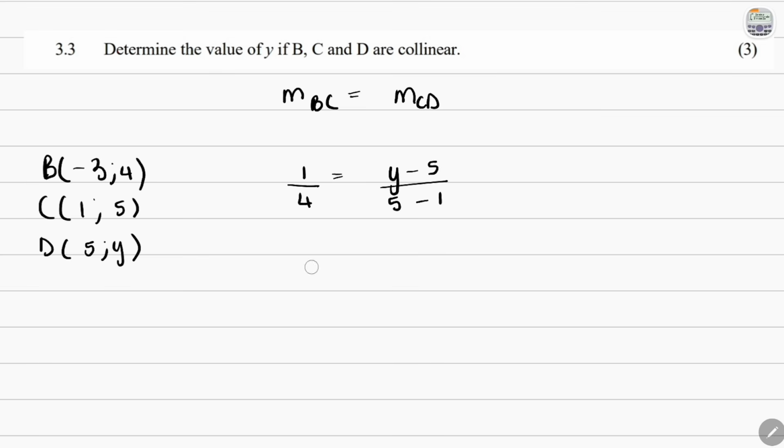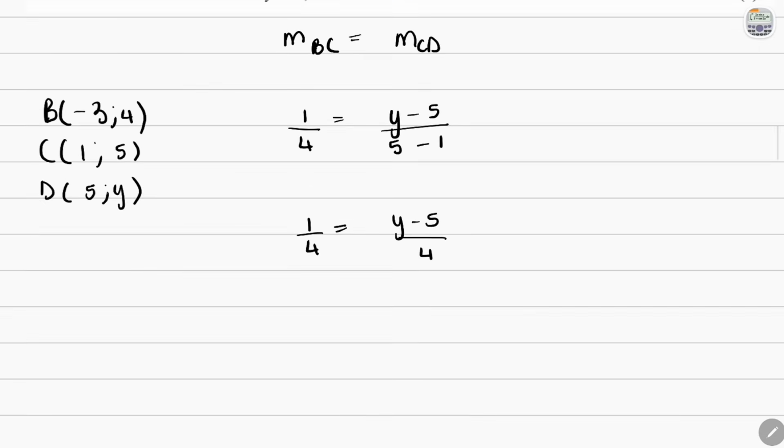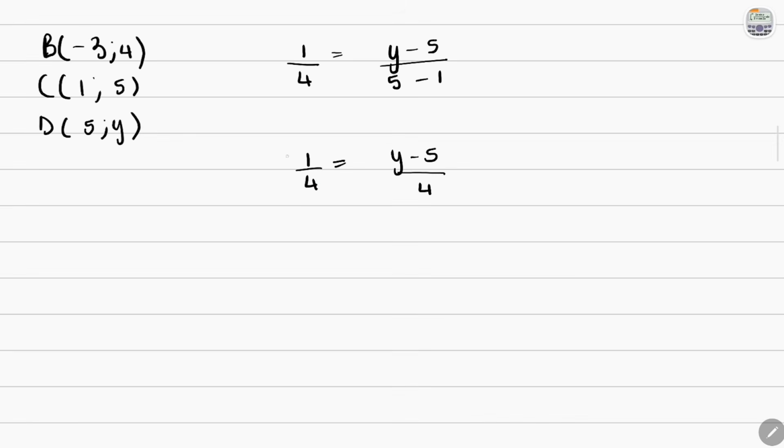So this is 1 over 4 is equal to, and this is just y minus 5, and then that just becomes 4. Okay, the denominators are exactly the same, so you can just equate the numerators. This is because you can get rid of the 4 simply by multiplying both hand sides of this equation by 4, and so you see 4 cancels in the denominator.